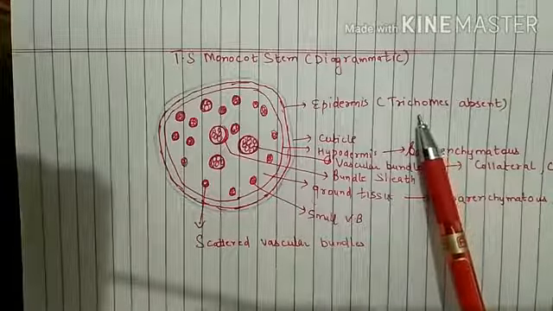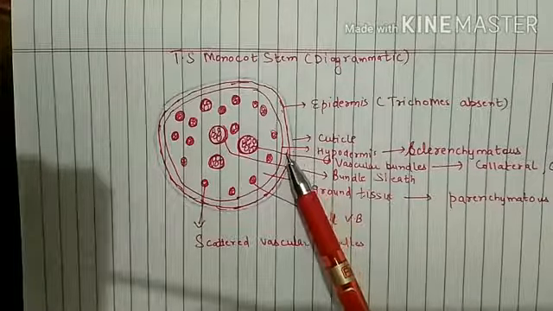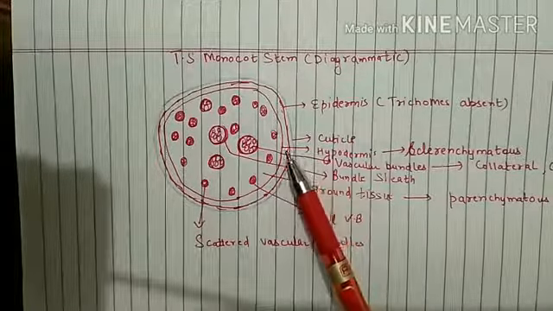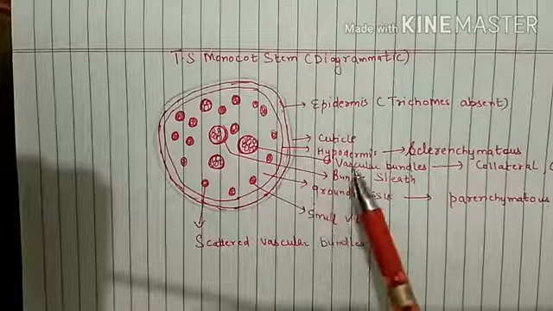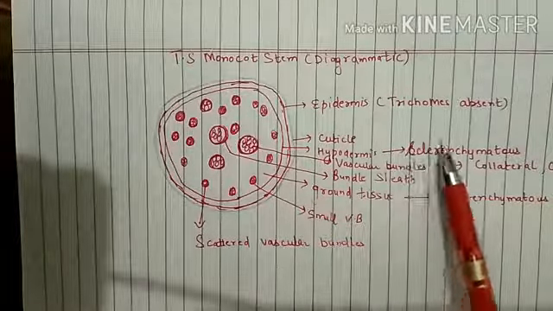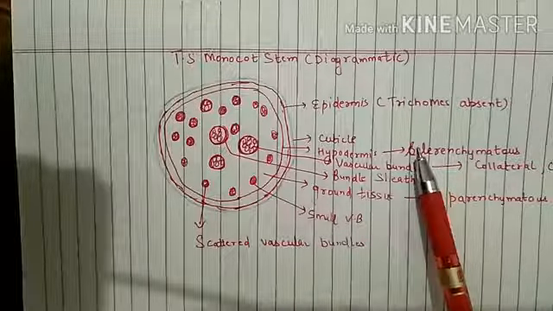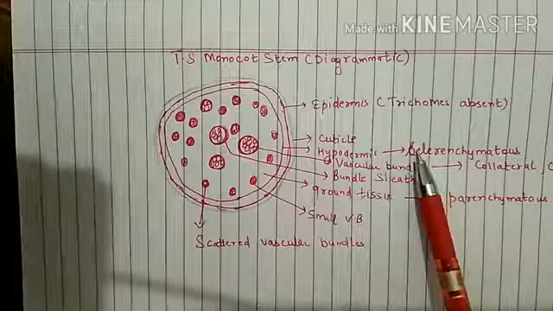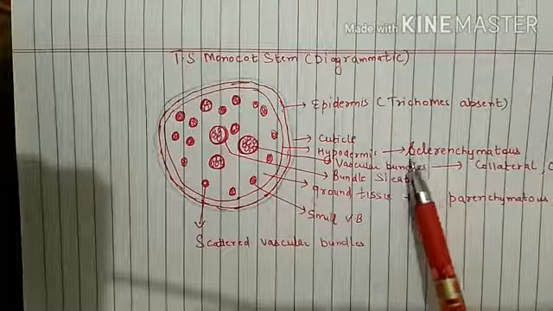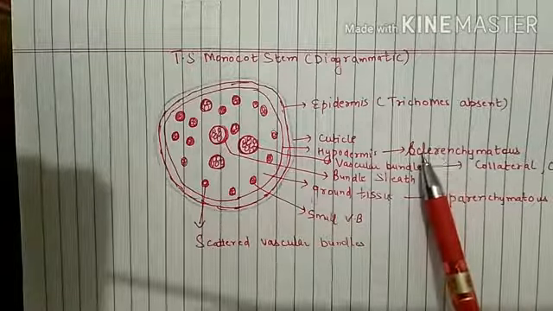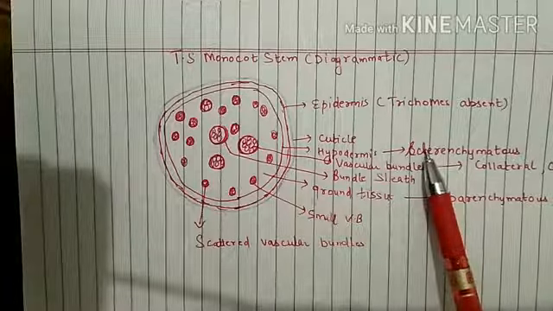Then next to epidermis is the hypodermis. You need to remember that in the hypodermis, the cells are sclerenchymatous. In comparison, in dicot stem the hypodermis consists of collenchymatous cells. So hypodermis in monocot stem consists of sclerenchymatous cells. This is the difference between dicot and monocot stem.